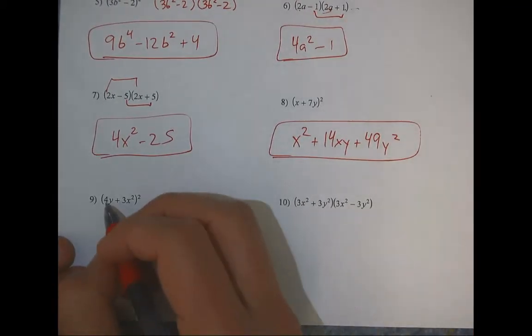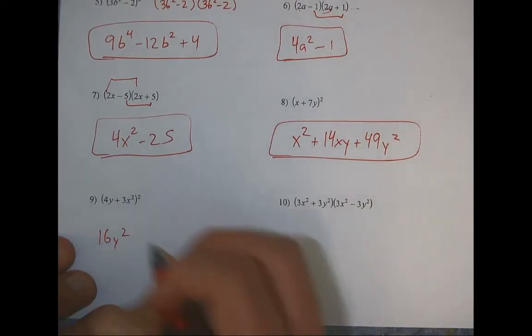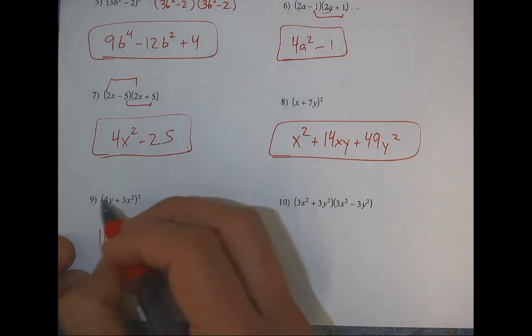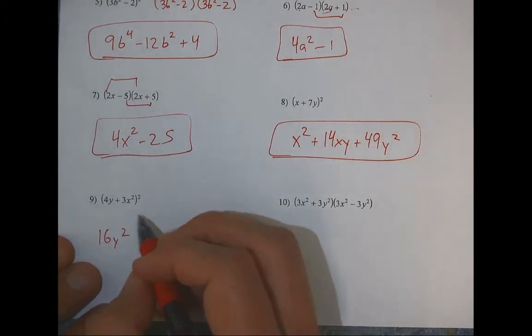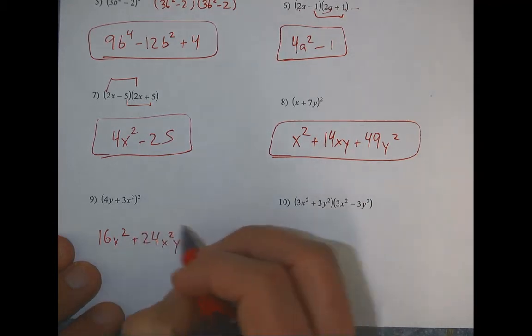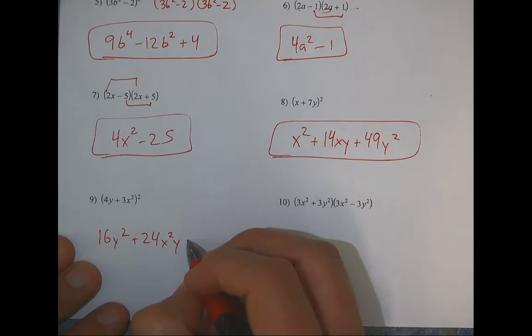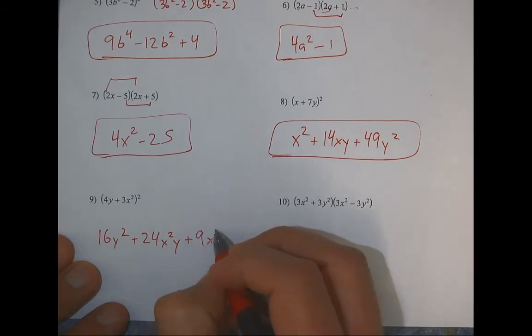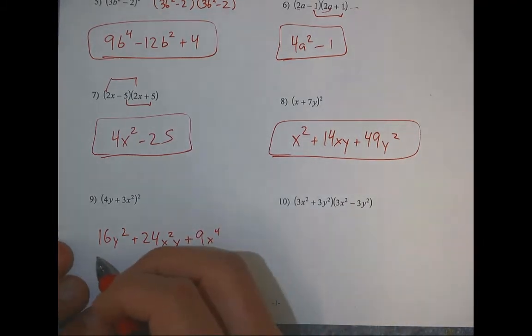Number 9. This squared is 16y squared. This times this is 12x squared y. Double it. That's 24x squared y. And then this squared is the last part. So it's 9x to the 4th.